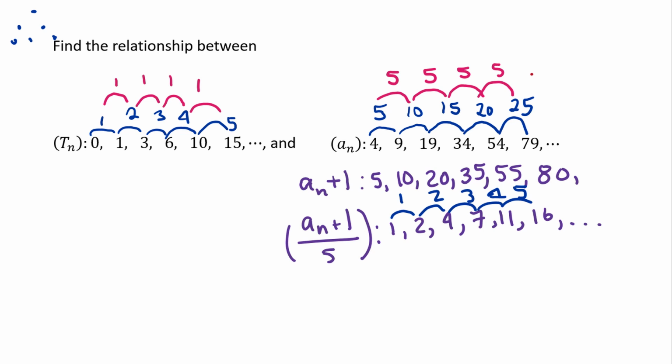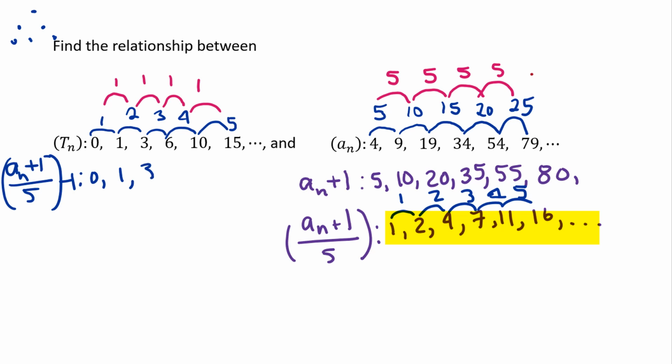Let me tell you what I mean. So let's suppose we look at a sub n plus 1 divided by 5, okay? Then I subtract 1. If I do that, 1 minus 1 is 0. 2 minus 1 is 1.